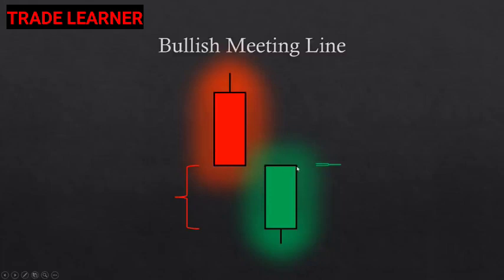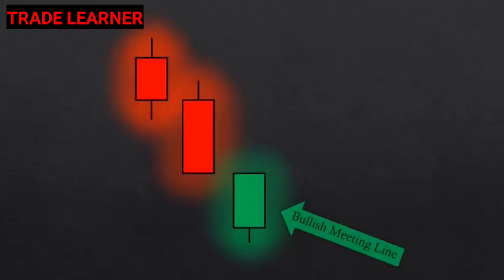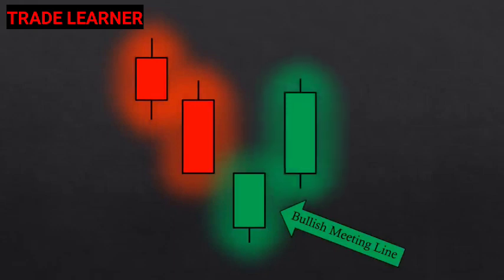candle. The logical interpretation here is that buyers are strong enough to fill the gap created by sellers, but they are not strong enough to violate or pierce the closing line of the first candle. In other words, the closing line of the second candle meets the closing line of the first candle, hence the name of this pattern. The bullish meeting line appears when price is going down in order to signal a reversal to the upside.